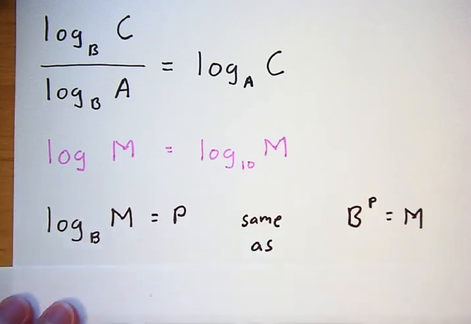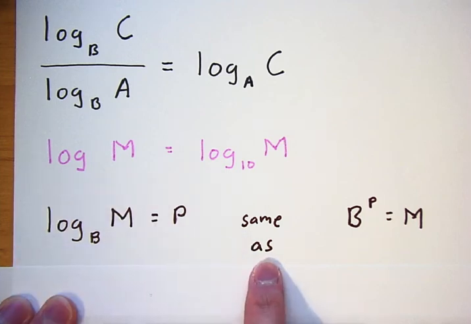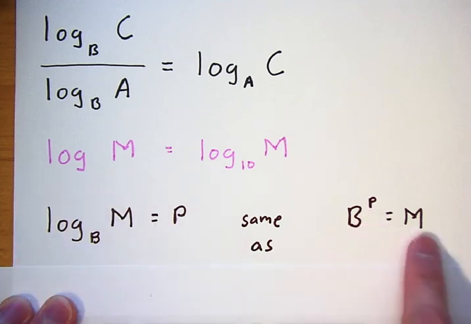And finally, a quick review. You've already seen this in the previous video, but if you have log base b of m is equal to p, this right here is the exact same as writing b to the p equals m.